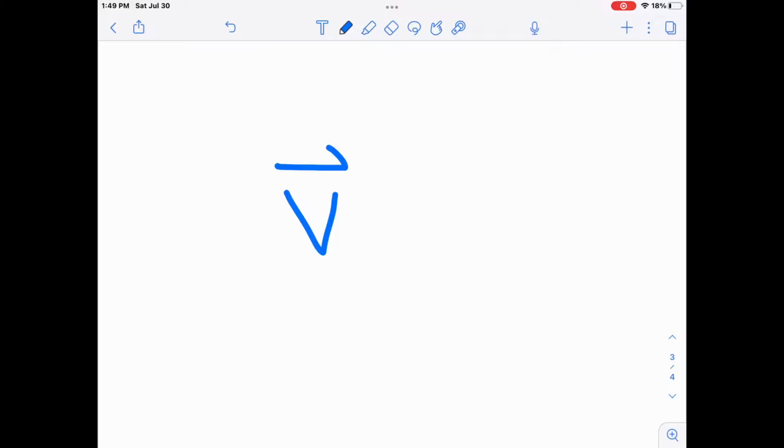For simplicity's sake, I will be using this notation to depict what values are vectors. Notice the little arrow on top of each variable.